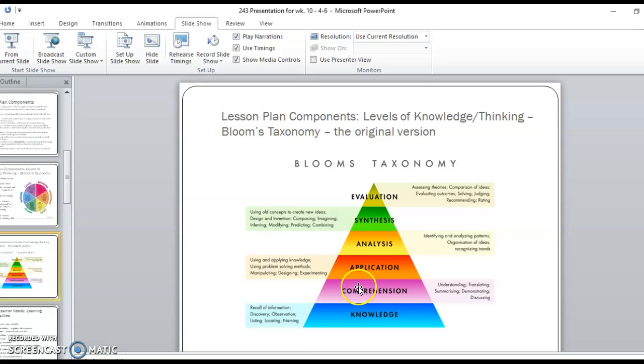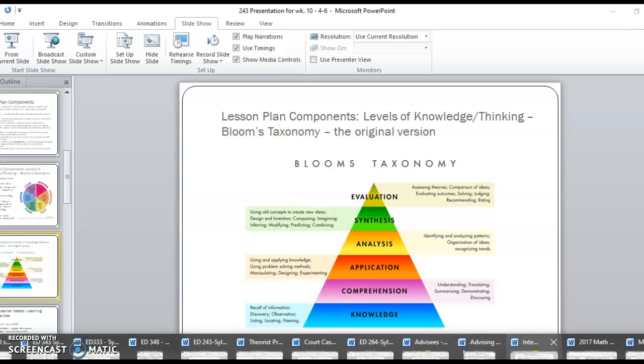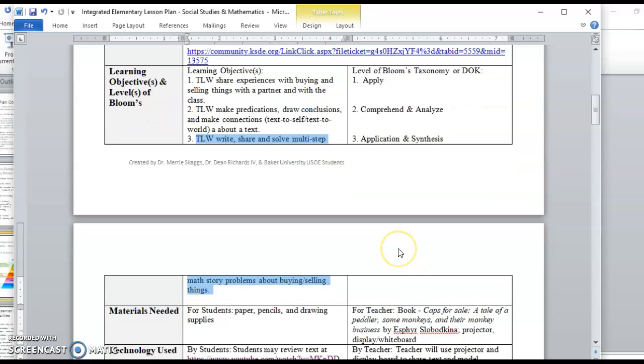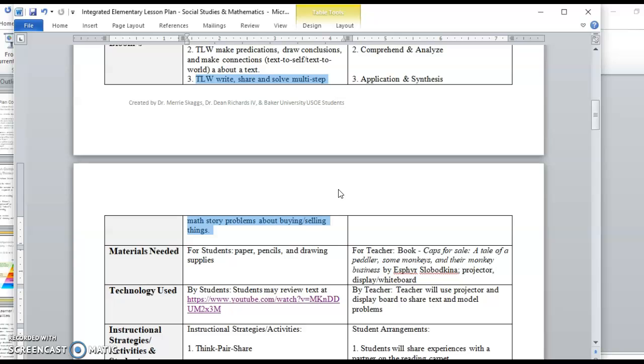And so when you look back at this lesson plan, you'll see that they are sharing experiences, right, about buying and selling things. So they know about buying and selling things. They're applying that knowledge here. When they're listening to the text that you're reading to them, they're going to comprehend, and then they're going to make predictions. That's analyzing it. When they're writing their story problems, they're going to apply what they've learned. And when they write original things and illustrate them, that's a synthesis. That's the highest level, or one of the higher levels of Bloom's taxonomy.